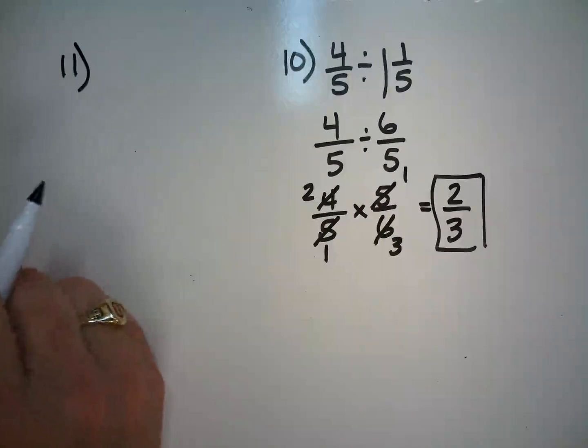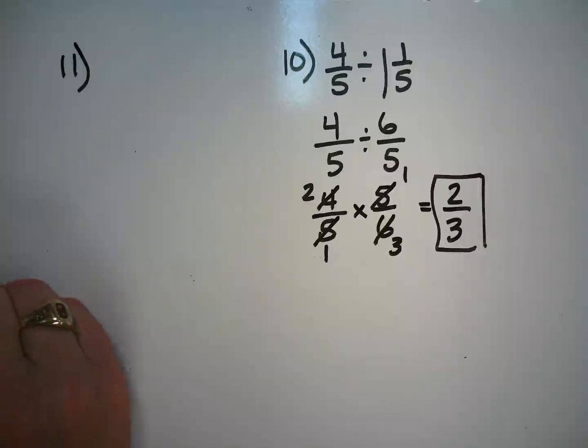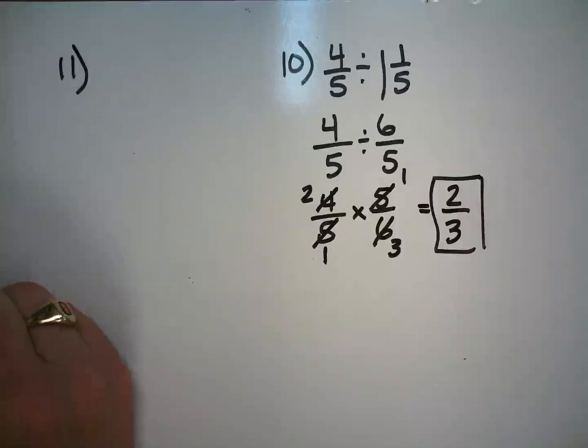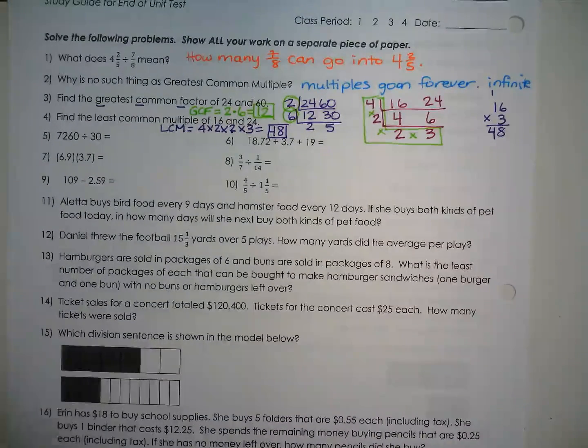So question number 11 says that Aletta buys bird food every 9 days and hamster food every 12 days. If she buys both kinds of pet food today, in how many days will she next have to buy the pet food? So we talked a lot about some of those keywords that you might see in a word problem that will help you determine if you're using GCF, LCM, etc. Let's take a look here.